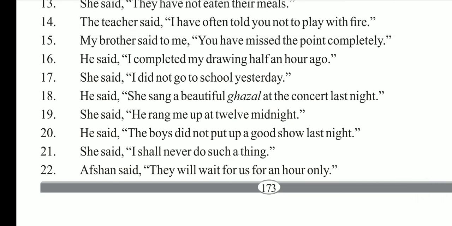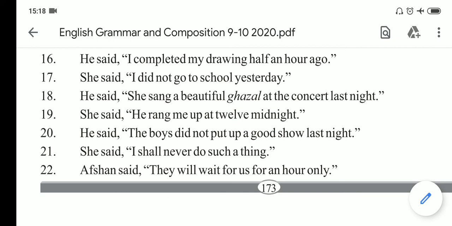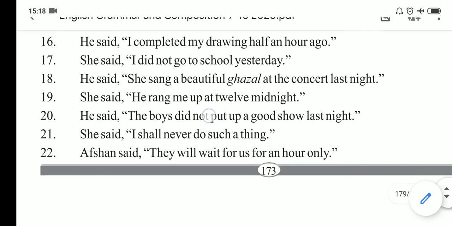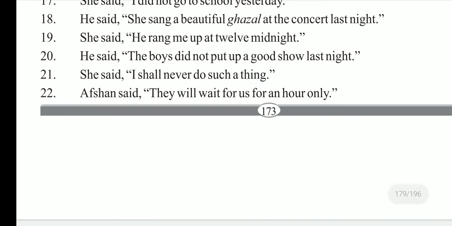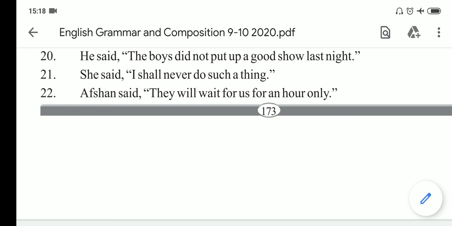Number 19, she said he rang me up at 12 midnight. She said that he had, the third form is rung, I think. She said that he had rung her up at 12 midnight. You can see the past indefinite will change into past perfect. Let's go ahead. This one is changed. 21, she said I shall never do such a thing.